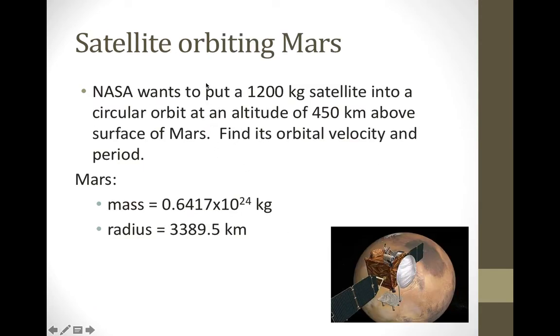Okay, we'll look at another example. Instead of orbiting the Earth, we're going to be orbiting Mars, and we could say that NASA wants to put a satellite in orbit around Mars at an altitude of about 450 kilometers above the surface. We can use the same sort of analysis to find the orbital velocity and the period of this satellite. Here's the mass of Mars, and here's its radius. So take a moment and calculate the orbital velocity of this satellite and its orbital period.